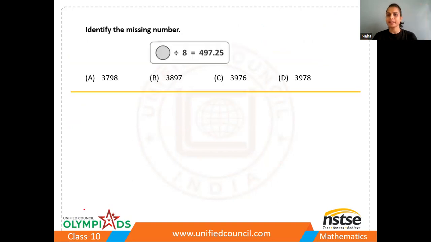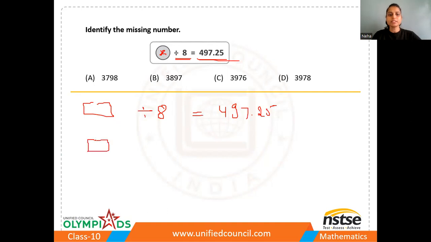Let's move to the next one. Here is the next question. Identify the missing number. So this number is missing. Let's suppose this number is equal to x. We have to divide it by 8 so that we get 497.25. So this number divided by 8 is equal to 497.25. That means this number is equal to what?